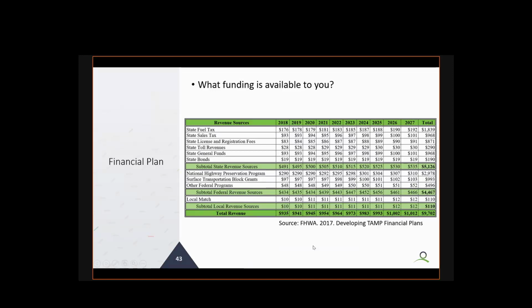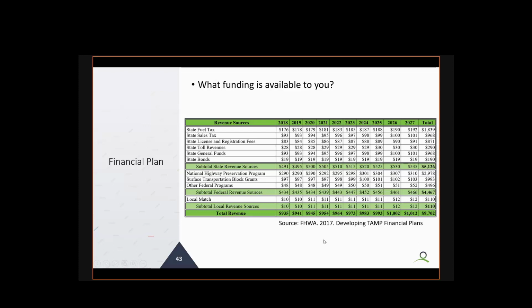So the next piece is what funding is available to you, right? How much funding do you have? And there's 2 key pieces to availability. There's the total amount of funding or revenue that you have coming into your agency. And this is just a clip of some hypothetical funding from FHWA guidance that's available on the FHWA Asset Management website. But not all of this revenue that's coming in, right, is going to go just to drive asset conditions.